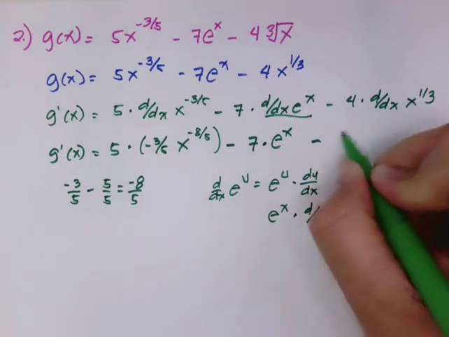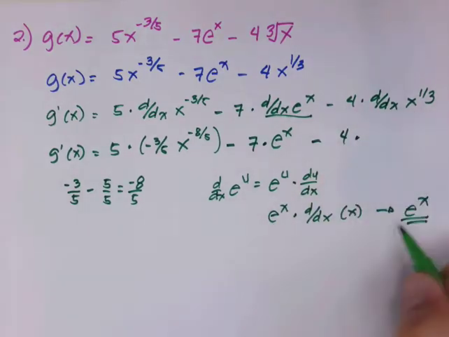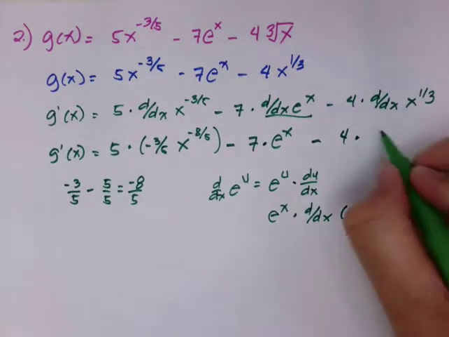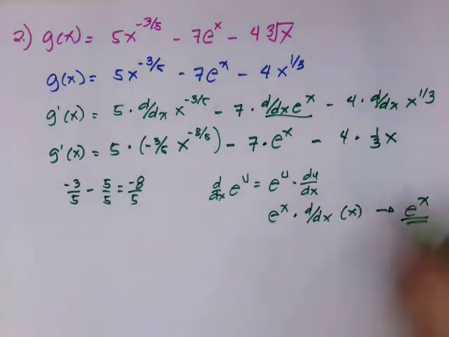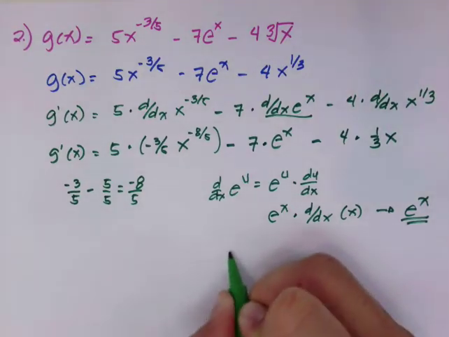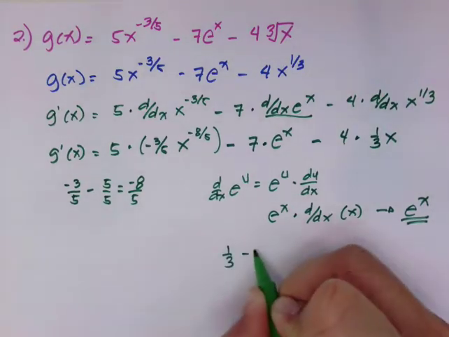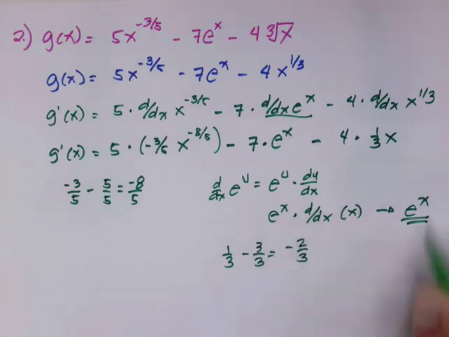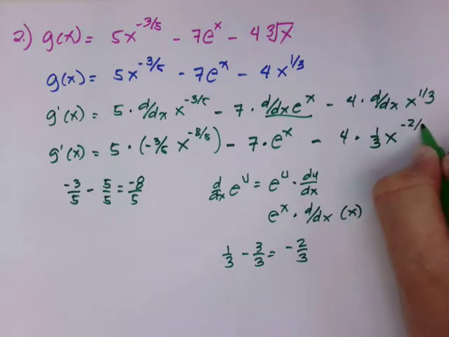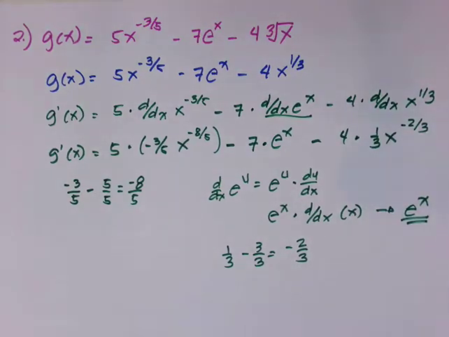Minus 4 times the derivative of x raised to 1/3, which is going to be 1 over 3 times x to the 1/3 minus 1. So let's use this space over here to subtract 1 over 3 from 3 all over 3, which gives us negative 2 all over 3. So this is negative 2 all over 3.